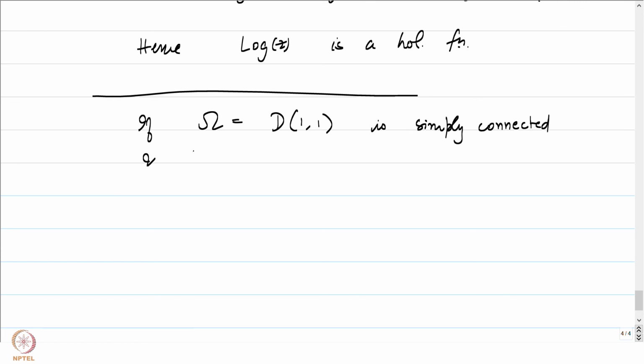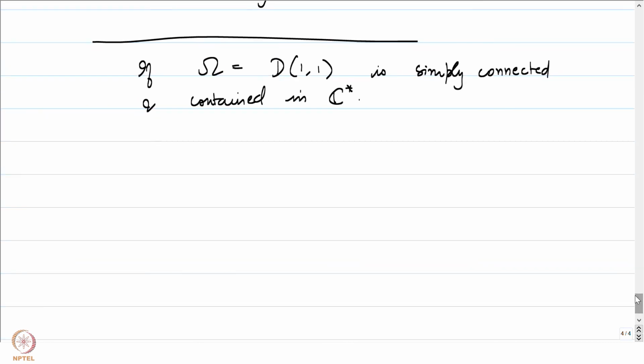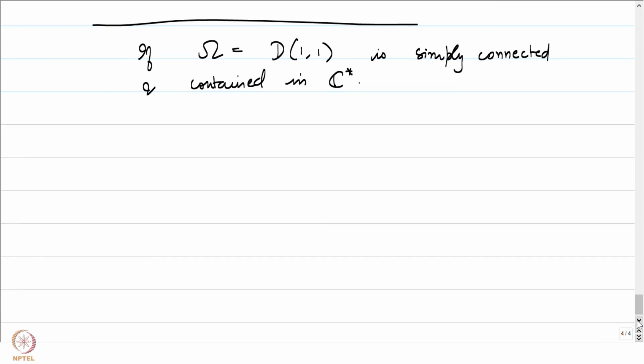And contained in C star, C minus 0. And therefore, we can talk about the logarithm, a branch of a logarithm which is continuous on D(1,1). In fact, the log function which we defined here should certainly go through here as well, because when restricted to this function, it's a branch which is holomorphic. However, okay, so maybe I should give one more example.